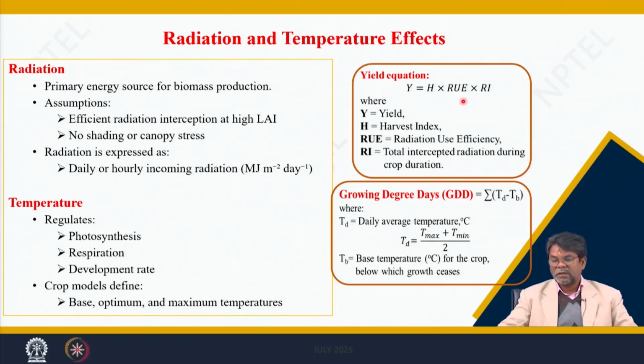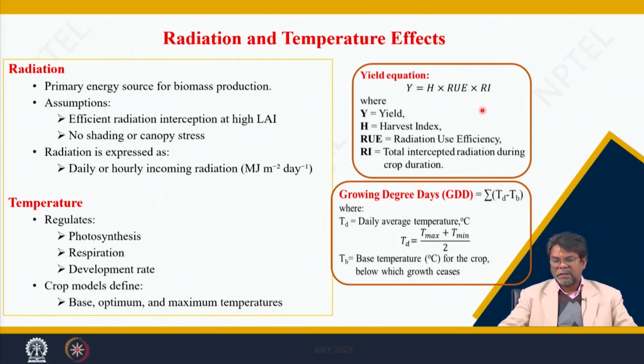the harvest index H, RUE the radiation use efficiency, and RI the radiation interception, the total radiation interception. So, this is how to calculate the radiation interception, that is influenced by the leaf area index. If you remember the earlier lectures, we have explained there how the leaf area index and also the extinction coefficient influence the radiation interception.